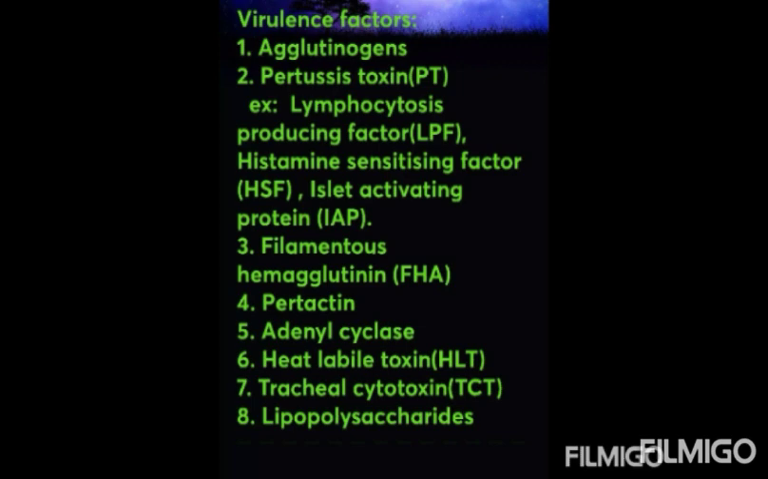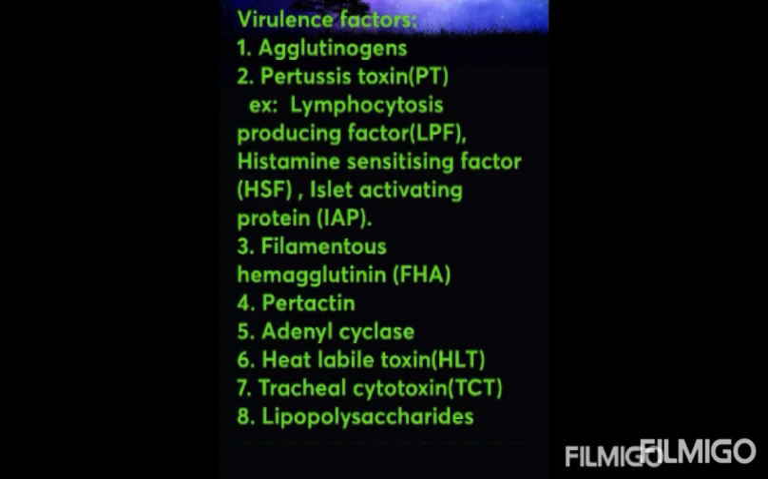Next virulence factor is filamentous hemagglutinin. This is one of the 3 hemagglutinins produced by Bordetella pertussis, the others being PT and the lipopolysaccharide factor. It promotes secondary infection by coating other bacteria such as Haemophilus influenzae and pneumoniae. Other virulence factors are pertactin, adenyl cyclase, heat labile toxin, that is HLT, tracheal cytotoxin, that is TCT, and lipopolysaccharides. These are the virulence factors present in pertussis.